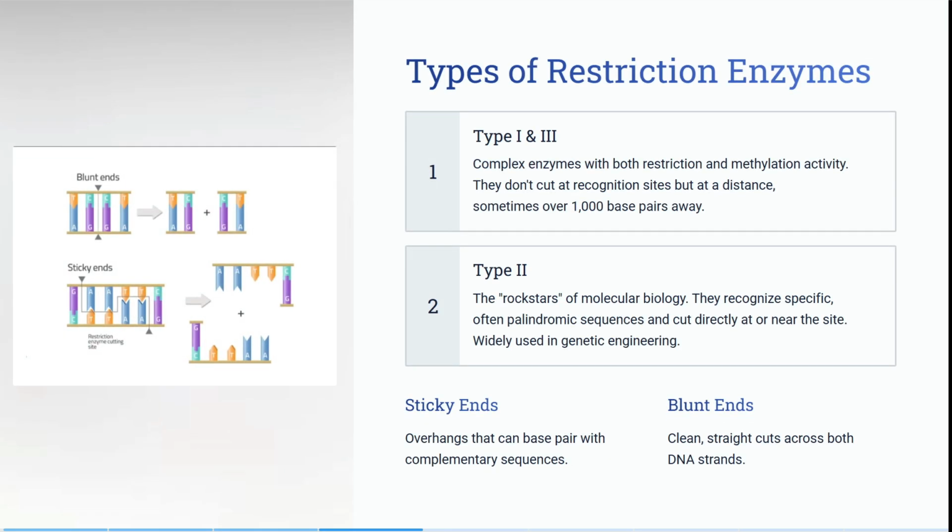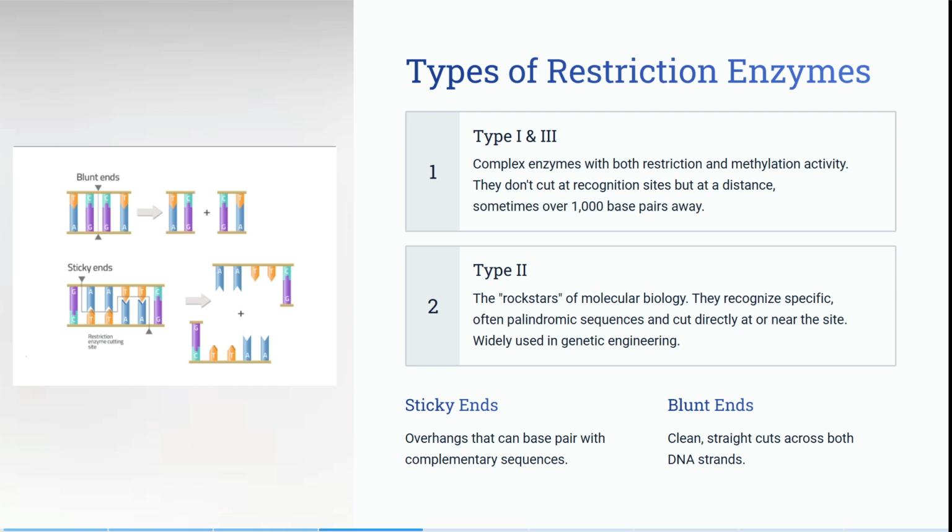Now, restriction enzymes come in three types. Type 1 and type 3 are complex, multifunctional enzymes with both restriction and methylation activity. However, they don't cut DNA at the recognition site itself. Instead, the cleavage happens quite a distance away, sometimes over 1,000 base pairs. Type 1 enzymes like EcoK recognize asymmetric sequences and cleave far from their binding sites.